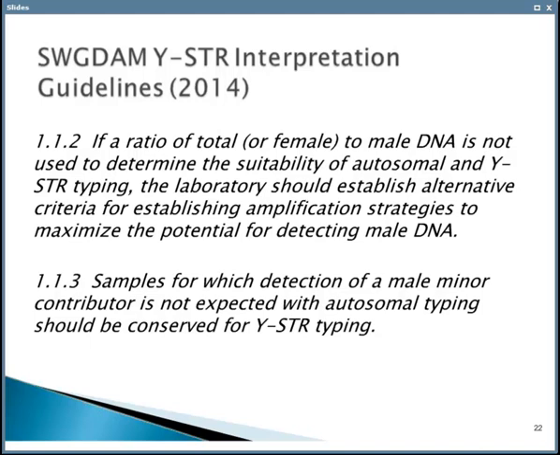In fact, it should be used under appropriate circumstances. y-STR typing is not intended to supplant autosomal STR typing. However, in certain circumstances, it is basically what one would expect to do. It's basically state of the art, and it's expected that y-STR typing would be done in certain cases.